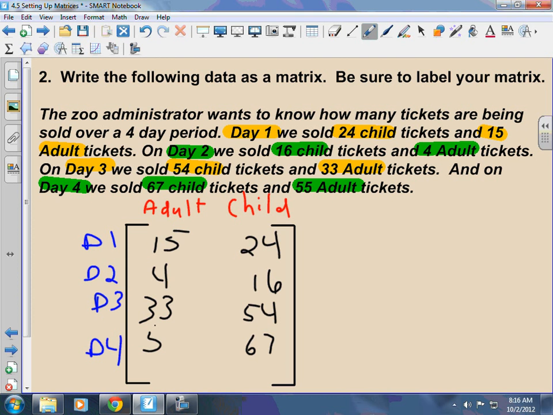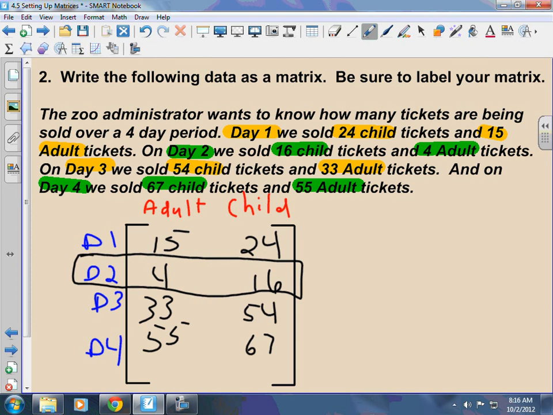How many adult? Now, look at the difference in the information. When you're reading it, it's hard to pick out what days are your lowest ticket sales. However, when you put it in a matrix, it's easy to see what day are your lowest ticket sales, isn't it? Right here, day 2.